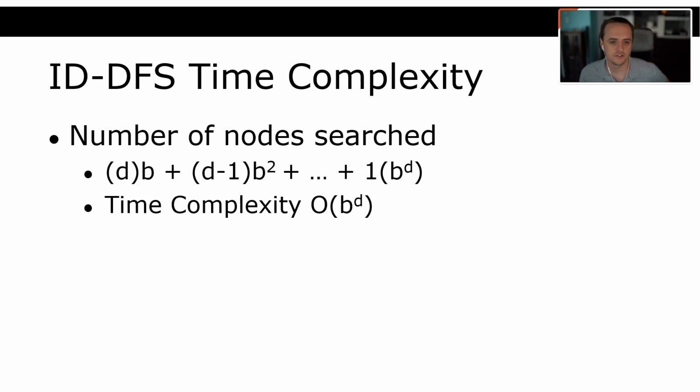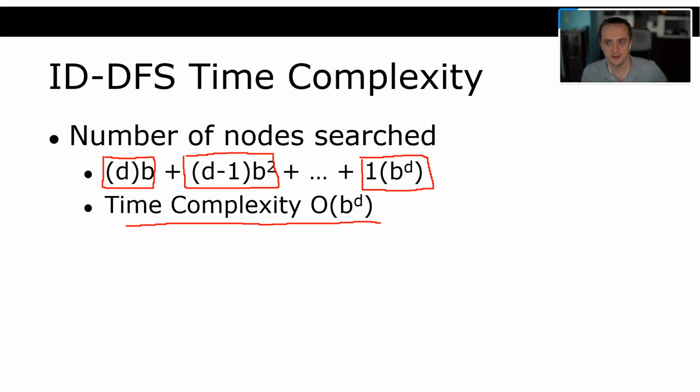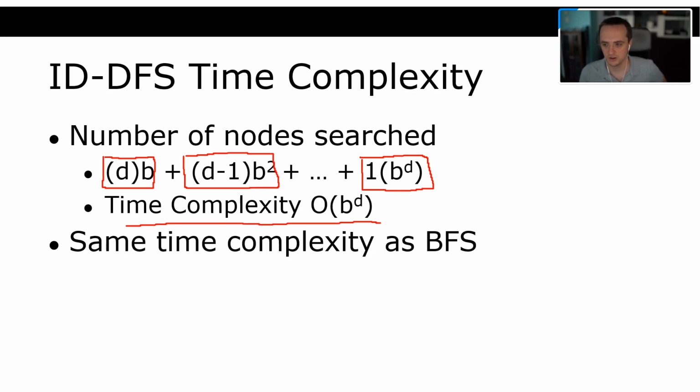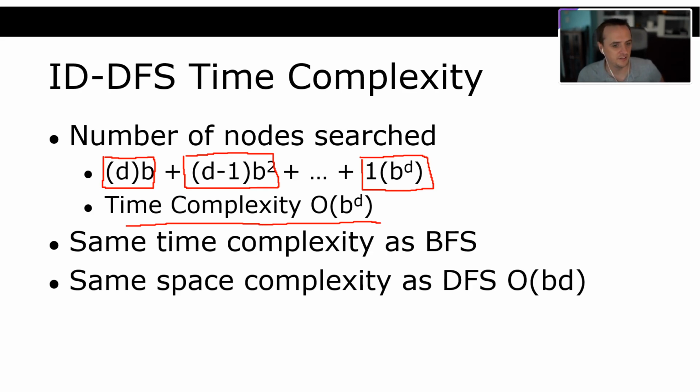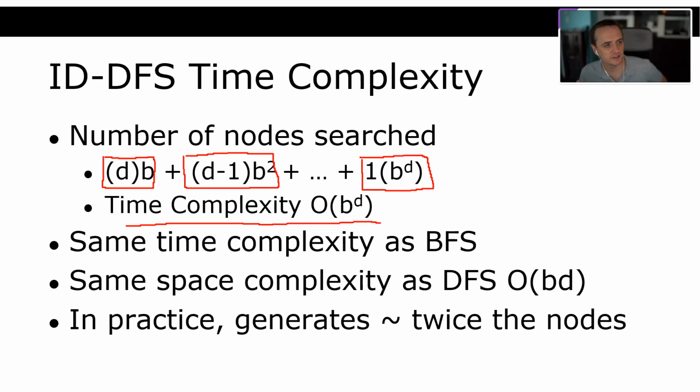The number of nodes searched at depth 1 is b, because there's only one instance of the branching factor. At depth 2, we have b squared nodes. At depth 3, we have b cubed nodes. Up to depth d, we have b to the power of d. And we know from our time complexity analysis course that whenever something is exponential like this or quadratic, we take the maximum factor. And so the time complexity is the same as BFS. The space complexity is the same as DFS. But in practice, even though the time complexity is the same, it generates about twice the amount of nodes.